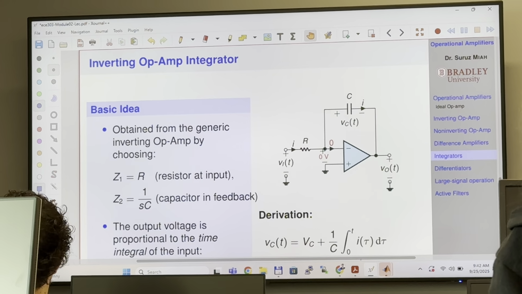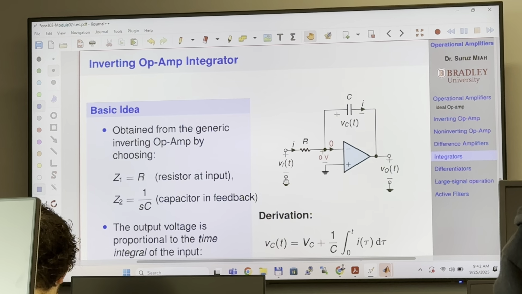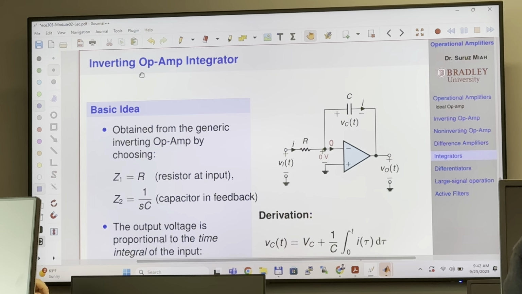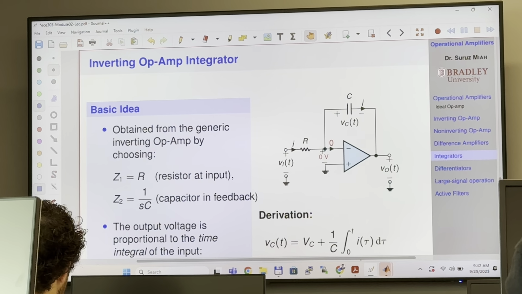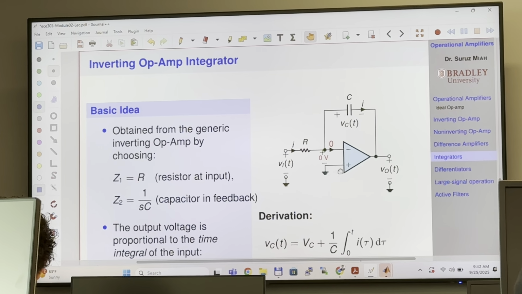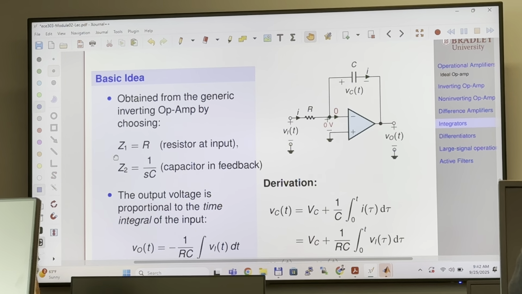Now, because we did the general part and the example is much more complicated than this circuit, this is a piece of cake. So let's talk about the ideal inverting operational amplifier. Ideal inverting op-amp integrator. Here we do not have resistors in parallel, it is simply a capacitor and we have a resistor.